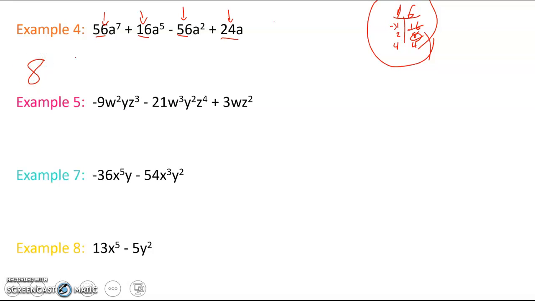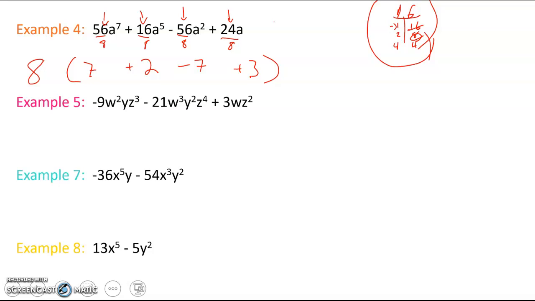If we take an 8 out, what are we left with inside? We divide all of these numbers by 8, and I write my leftovers down in the parentheses here. 56 divided by 8 is 7. 16 divided by 8 is 2, and it's a plus sign, so I write plus 2. Minus 56 divided by 8 is negative 7, so I write minus 7. And then plus 24 divided by 8, which is a plus 3.